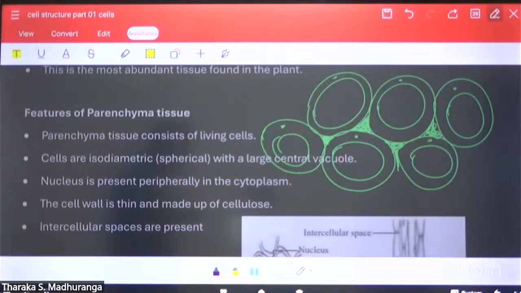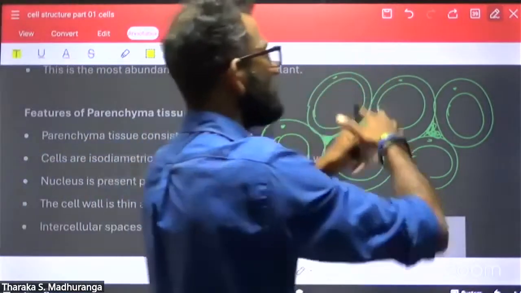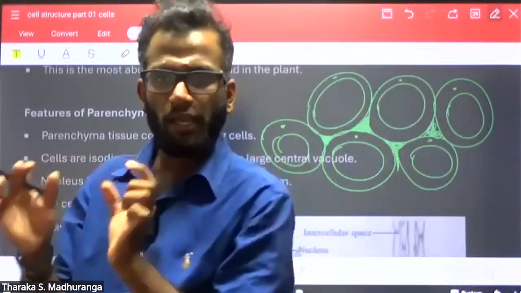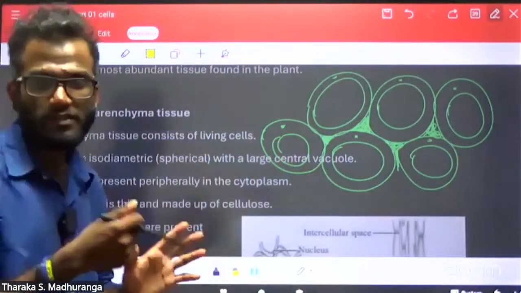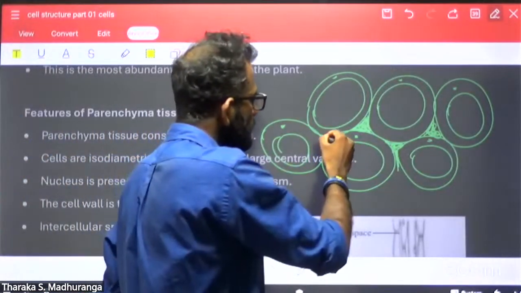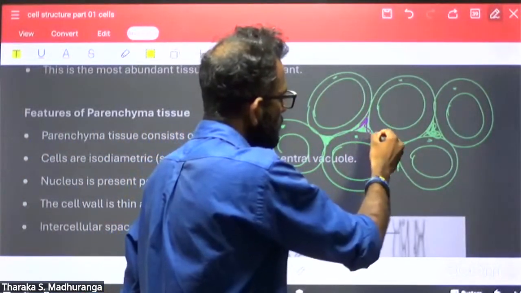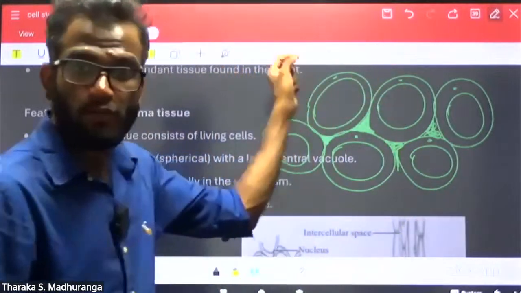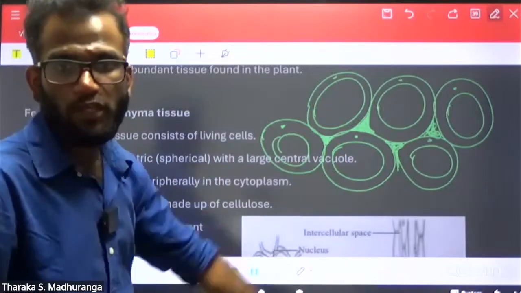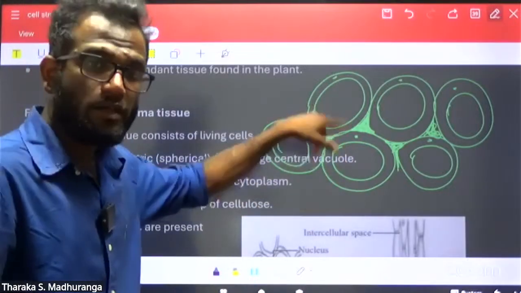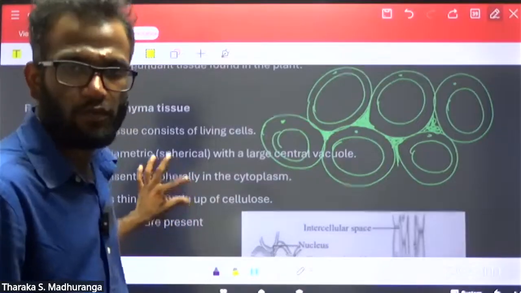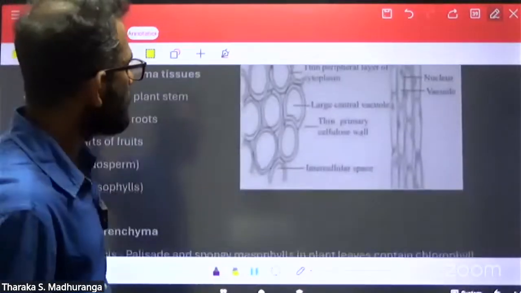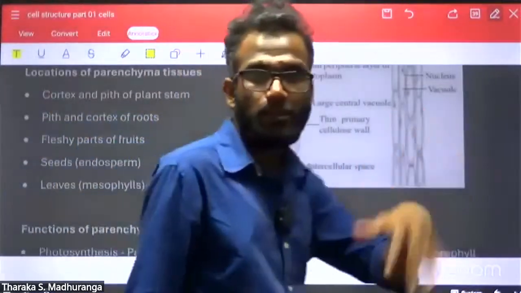Now, can you hear me? Okay, this is the shape of parenchyma. Between each and every cell there are gaps, there are spaces. Due to this shape, there are always some spaces. They are living cells with large vacuoles and a thick cell wall with cellulose. Okay, those are the features, and they are always present in immature parts of the plants.